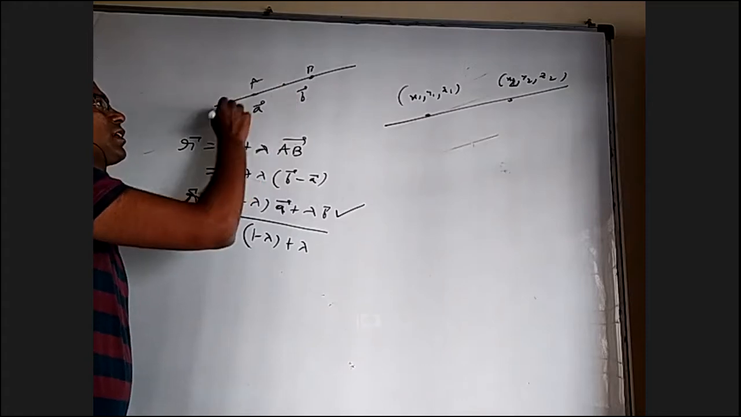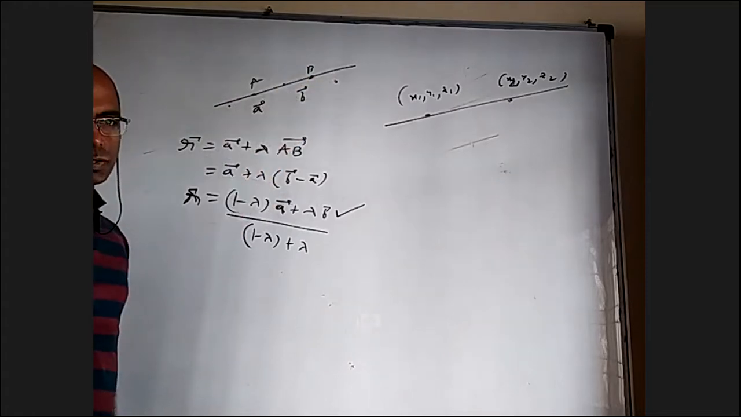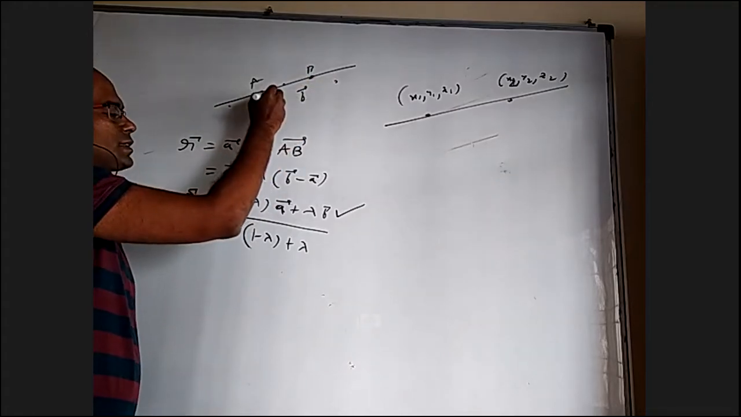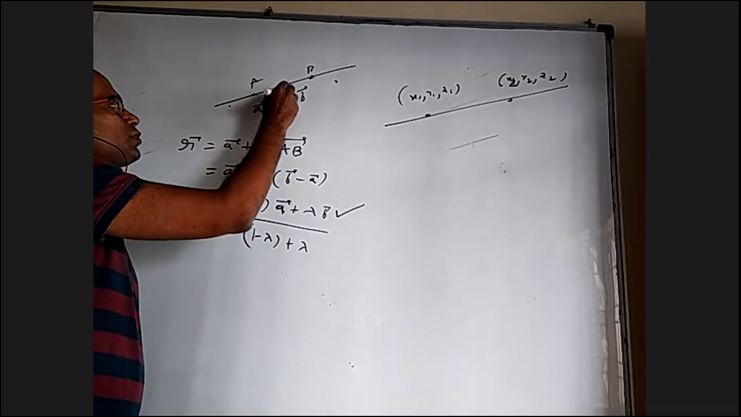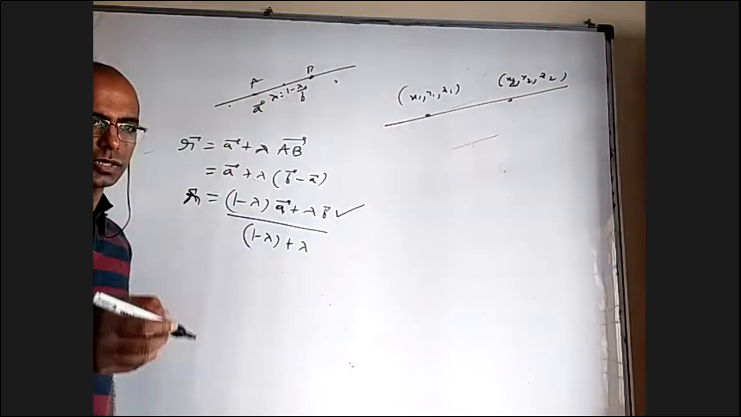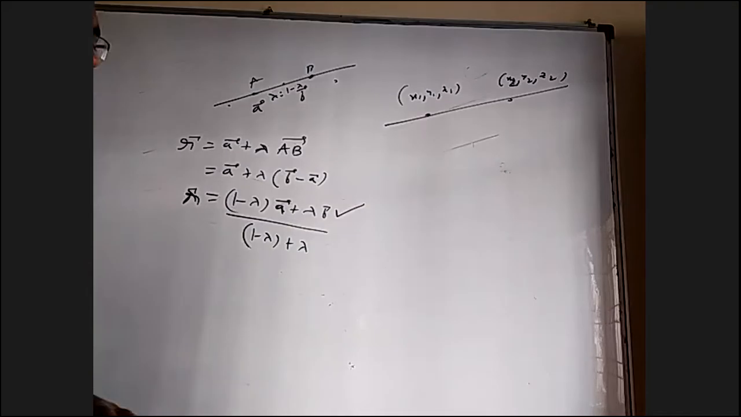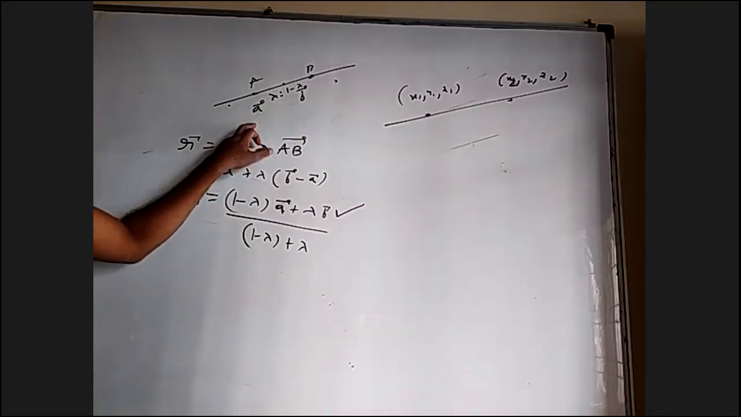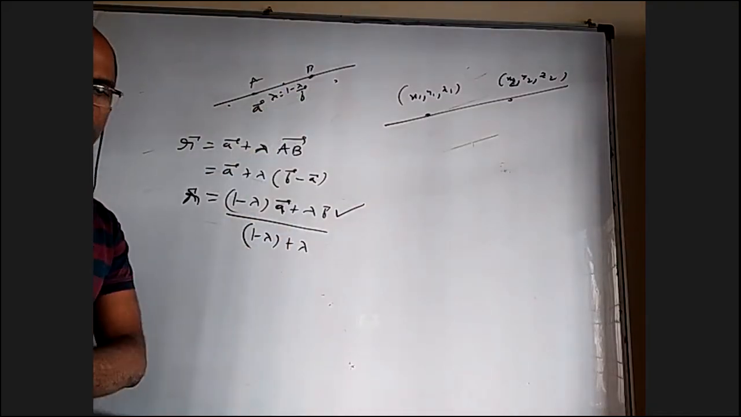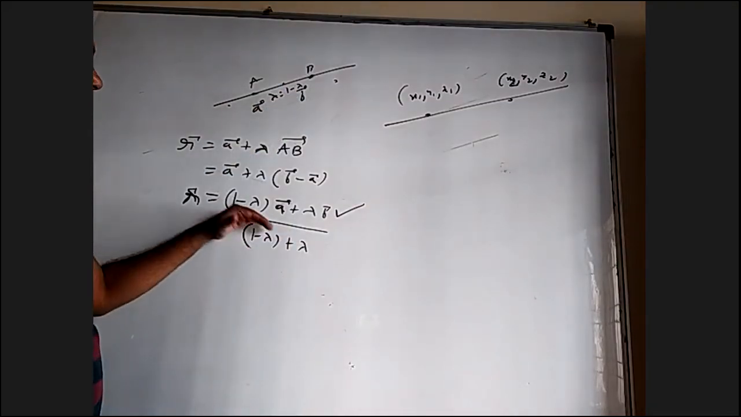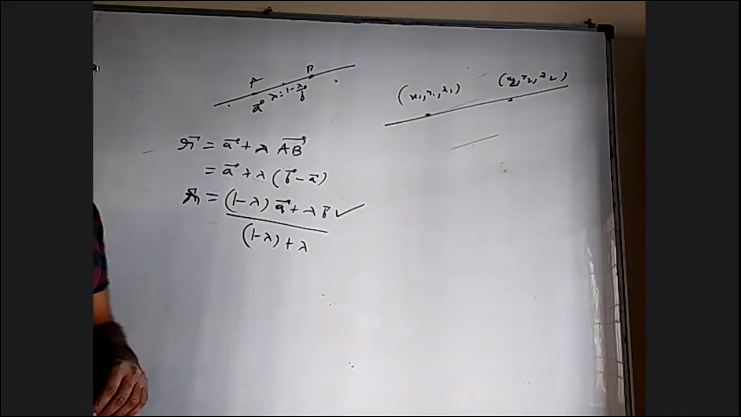Any point, whether here or here or here, it will divide AB in some ratio or other. I'll call that ratio lambda is to 1 minus lambda, not lambda is to 1. I can call it lambda is to 1 also, but I want to write lambda is to 1 minus lambda. Then lambda into this plus 1 minus lambda into this. That's all. So you can directly tell from the section formula, or you can use the previous one.